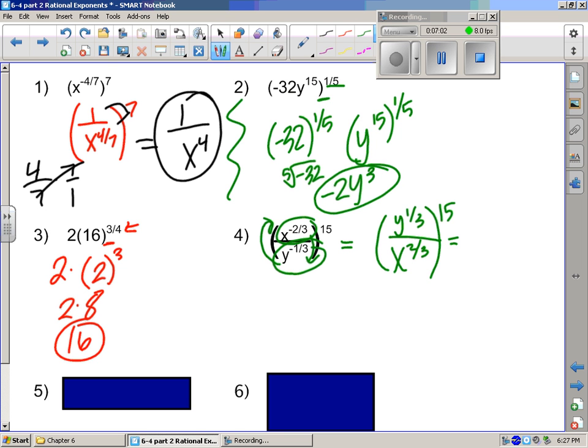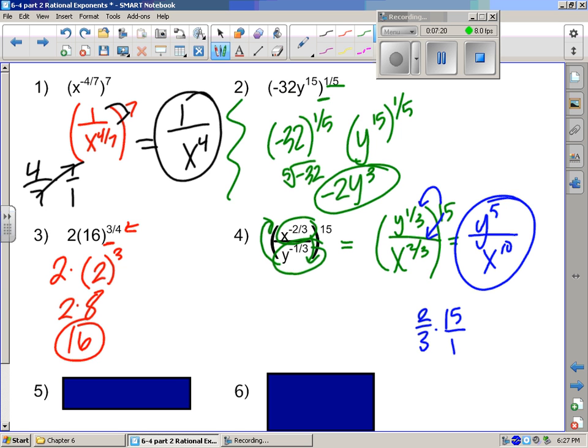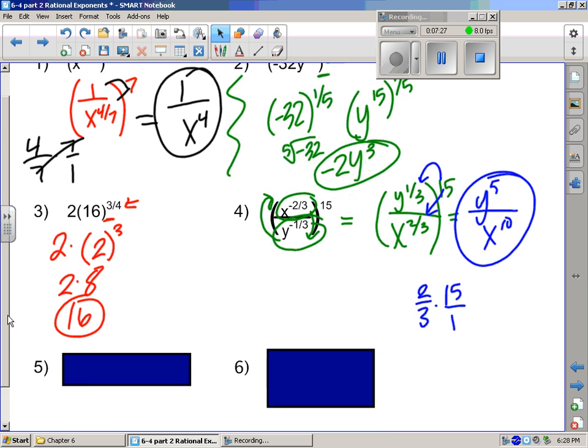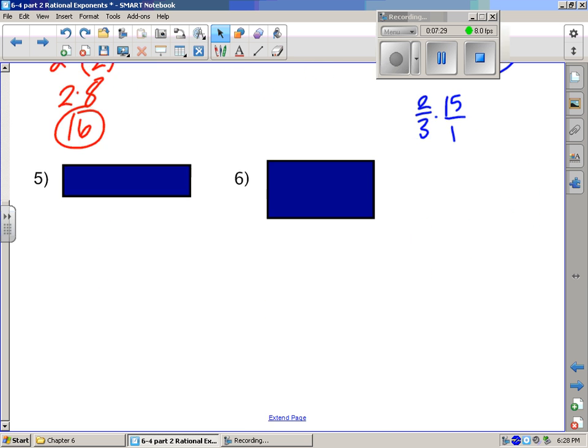Now, everything's in the parentheses, so 15 goes to everything. And it's power to a power, so we're going to multiply. 15 times 1/3, that's like dividing by 3, so y to the 5th. And then I'm going to do 2/3 times 15. Multiplying the numerator, that's 30 over 3. We get x to the 10th at the bottom. Now we can't cancel the 5 and 10 because they're exponents and they don't have the same base. So we can't reduce. Can't do anything.